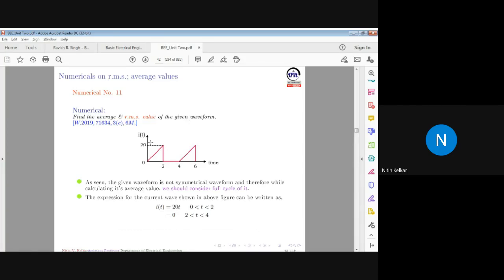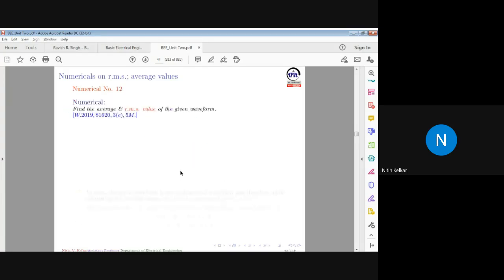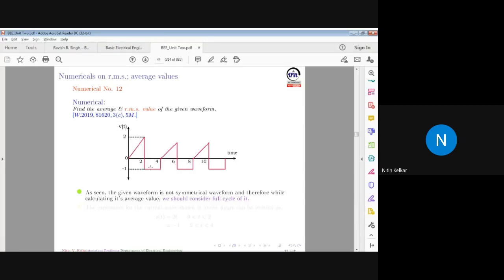So for this numerical, it is my mistake that I forgot to consider it as 20. I considered it as 40, and therefore I have written the equation for the line as 20t, which should ideally be 10t. But anyhow, by changing this value to 40, we are going to get the same answers, and therefore I request all of you to please change this 20 to 40 so that you will get the same answers at the end. Okay, now let us try to solve this.